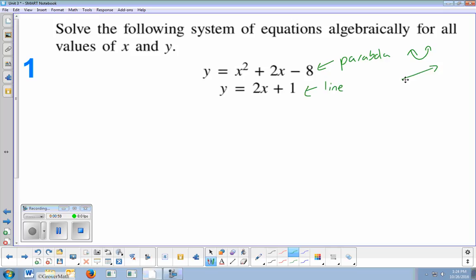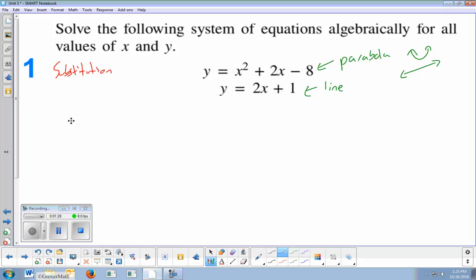And so what are the possibilities here? Well, when these things cross, we could have them obviously cross twice. They could be tangent, which means they cross once, or they could not cross at all. But that's basically it between a parabola and a line. 0, 1, or 2 points of intersection. And that's what we want to know. And we're basically going to use substitution to solve these conic systems.